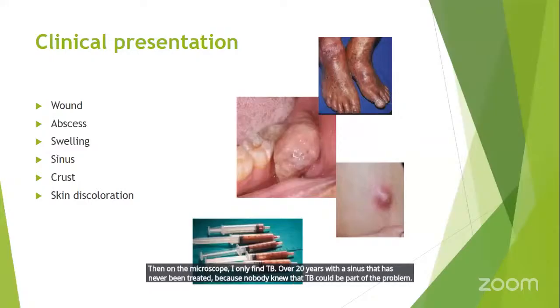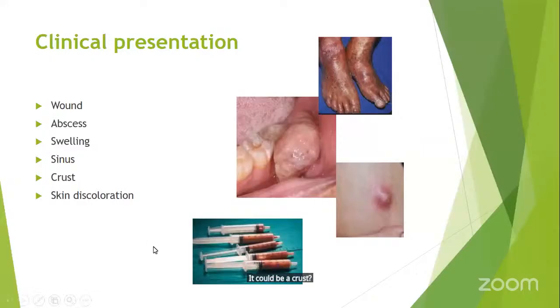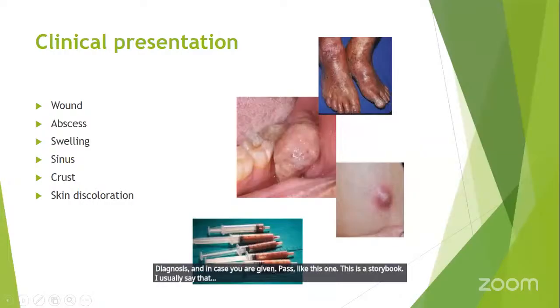It could be a crust or a skin discoloration, whereby there is a change of color. So anything that you see unusual on a body surface needs a differential diagnosis. And in case you are given pus in a syringe, like this one, this is a storybook. I usually say that pus in a syringe to me is a storybook because I'm going to check for many things and I'll find them.